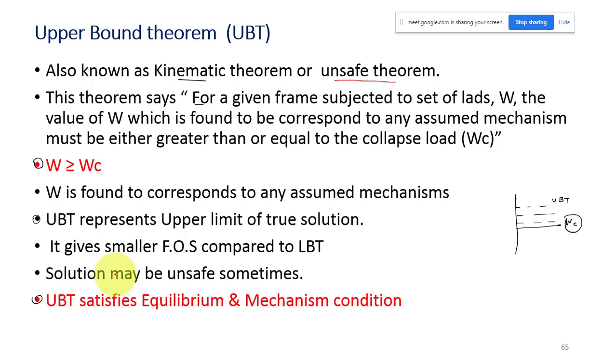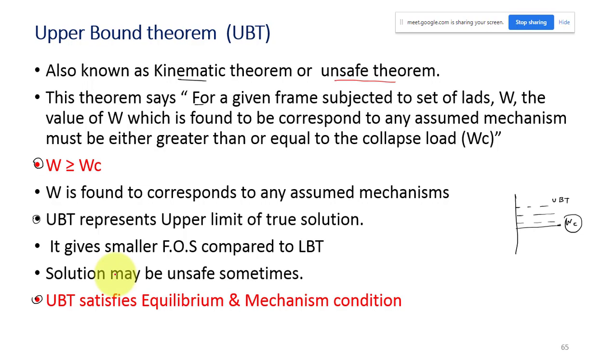So this is satisfying the equilibrium and mechanism conditions. When you come to the solution part, it is simple how to apply that. While using the lower bound solution, we will make use of the plastic bending moment diagram at the plastic state. And when you are solving by the upper bound theorem, we will assume a mechanism, and corresponding to the mechanism, we will solve for the collapse load. How to do this, we will see in a good number of example questions. I will explain that, then it will be clear.